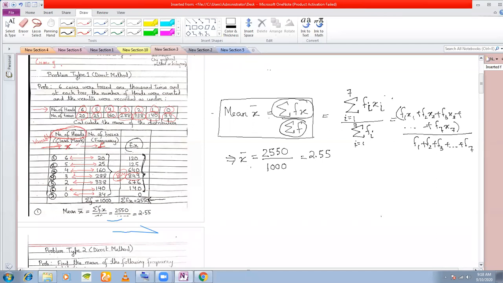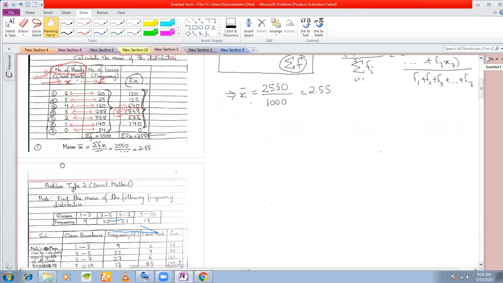So in order to find out summation fx, we are adding up this column, and in order to find summation f, we are adding up this column. Any doubts with the summation notation, or any doubts with this direct method sum? No problem. No, sir.